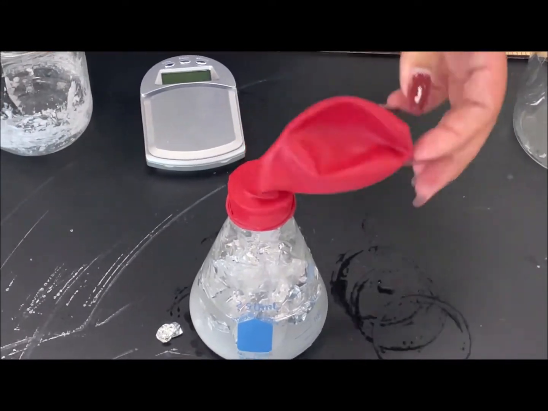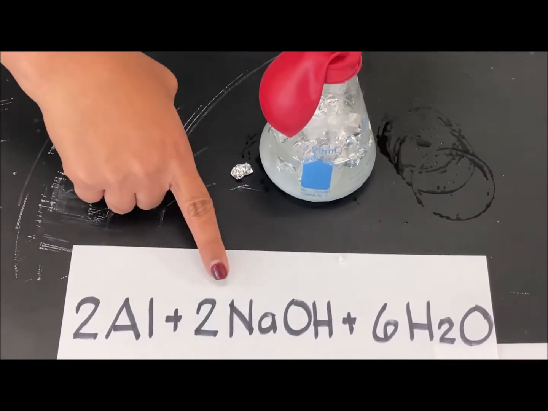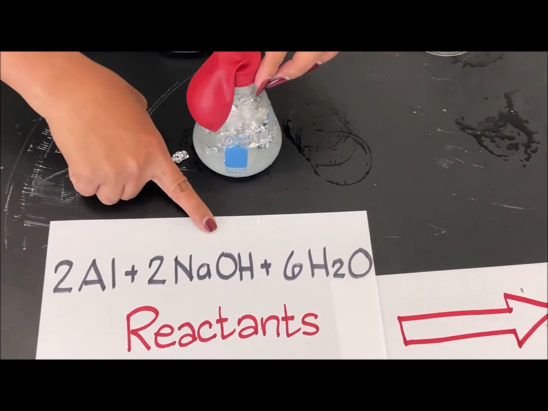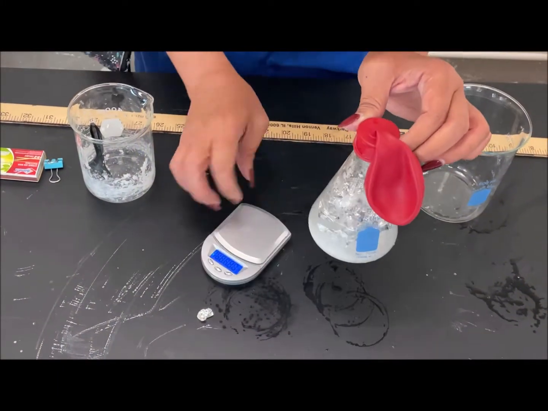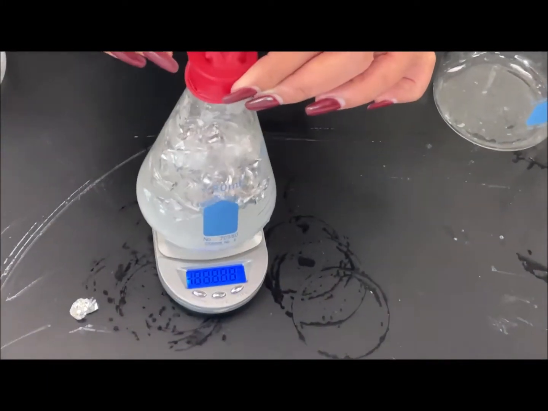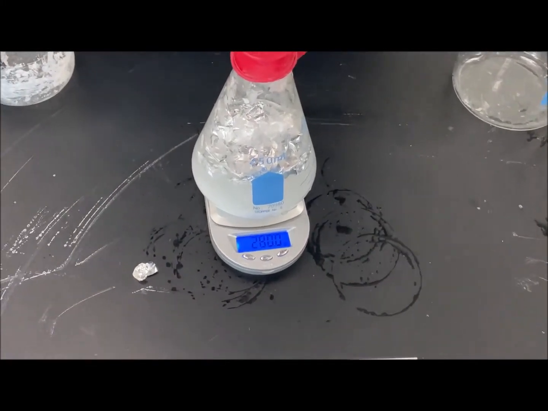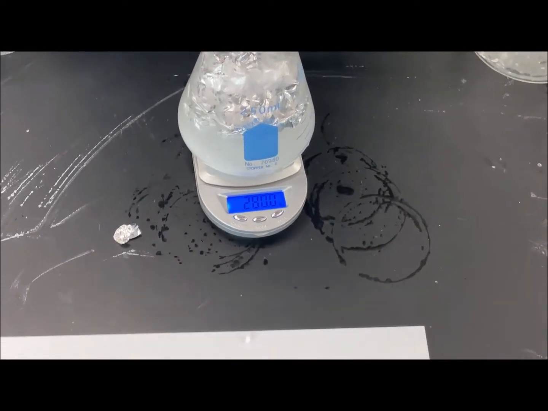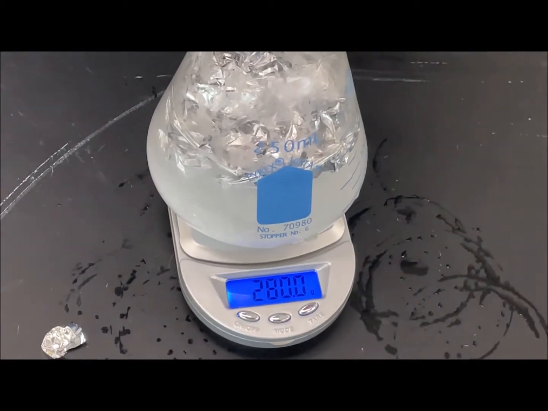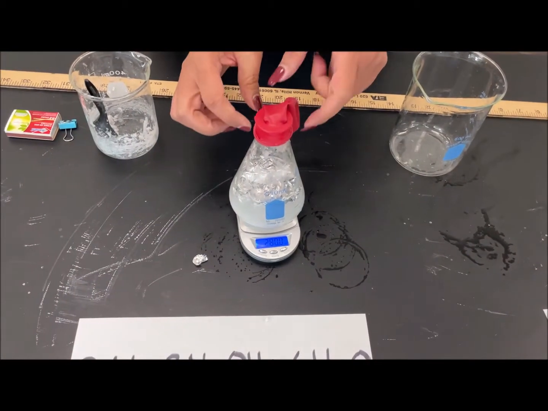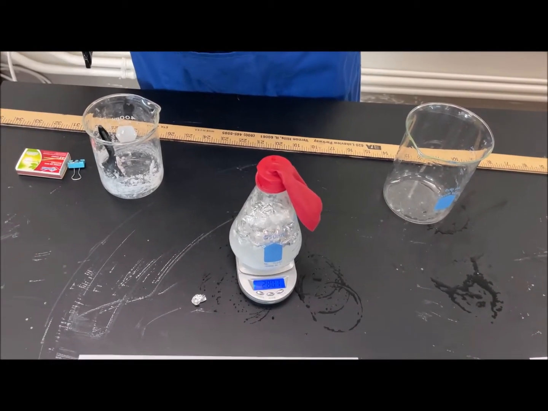All right, so the aluminum foil is the aluminum in our equation. The sodium hydroxide is NaOH and H2O is water. We are now going to measure the mass of the reactants, and of course the flask and the balloon are not included as reactants, but we will just measure them all. So we have 280.0 grams. We are going to wait for a little bit to let the reactants react, and we will be back.